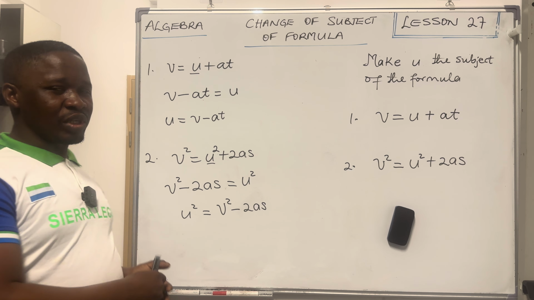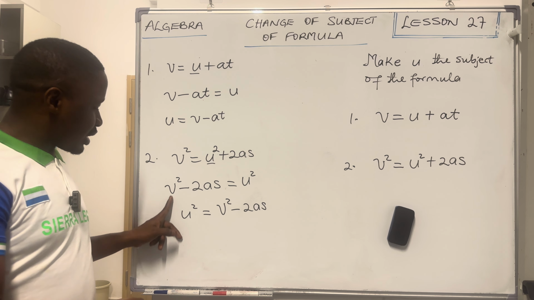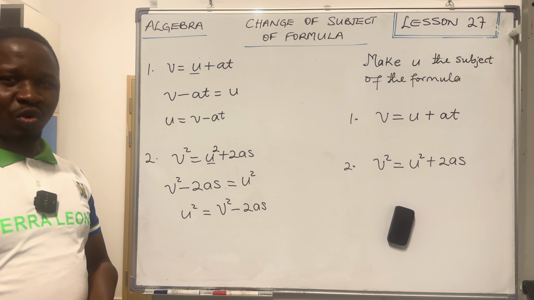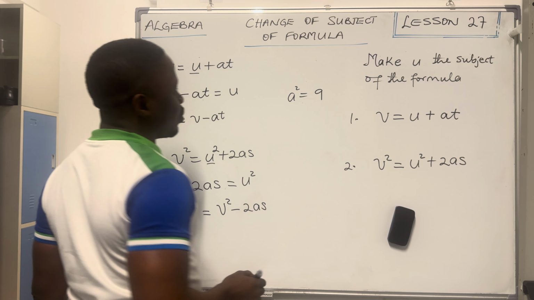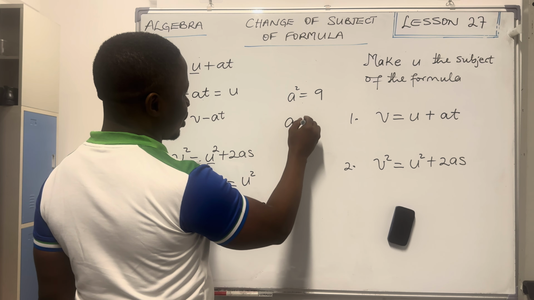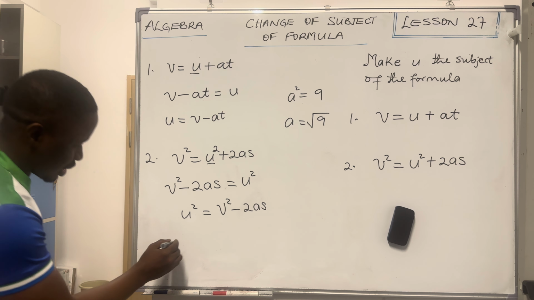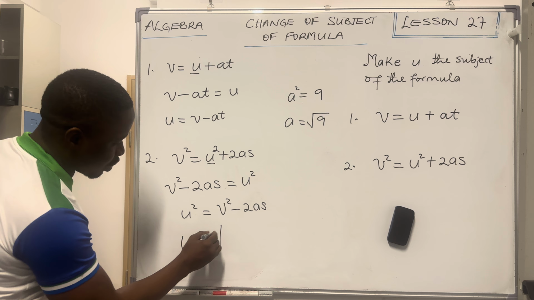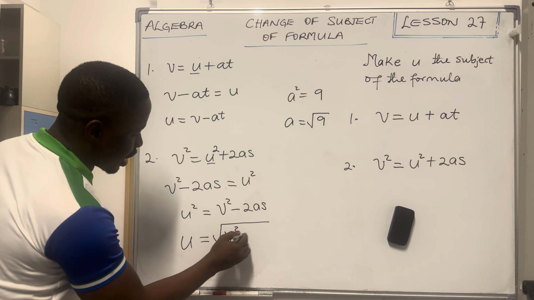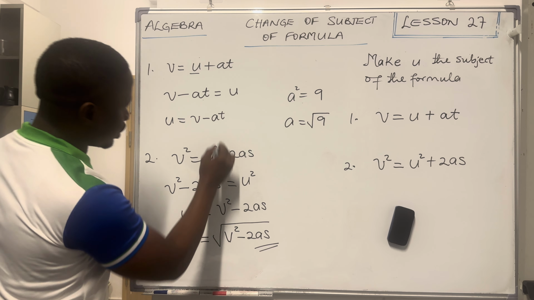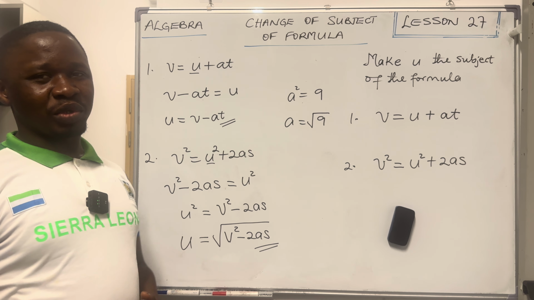But have we made U the subject? U is now standing alone on one side. The coefficient is 1, but the power is not 1. So we don't want that to happen. Think of A squared equal to 9. Once we ignore the square, we take the square root of the other side. So the same thing. If we ignore the square, we take the square root of the other side, which is V squared minus 2AS. So now you can see U as the subject. So this is change of subject of formula for you.